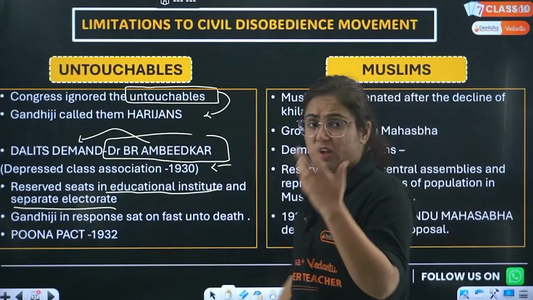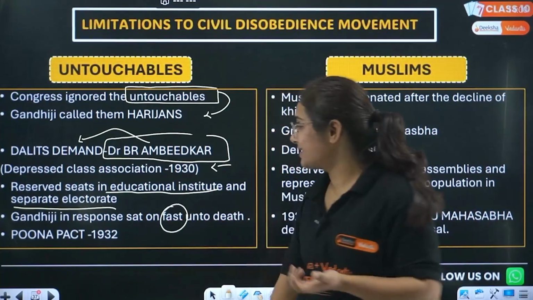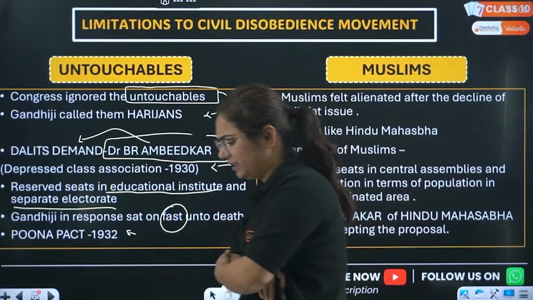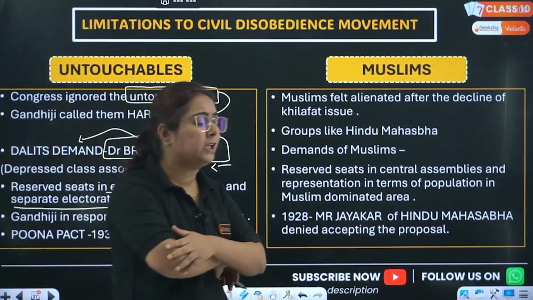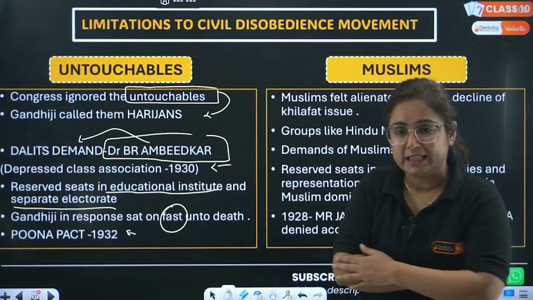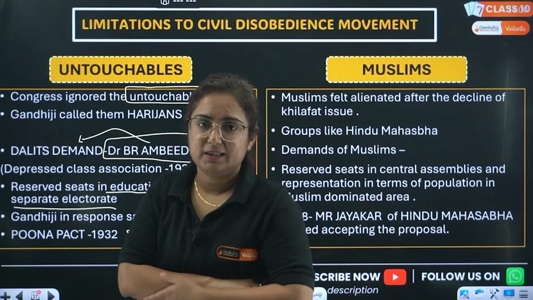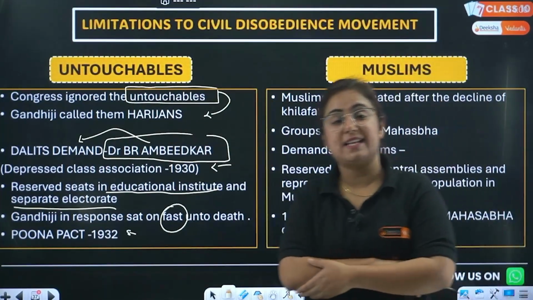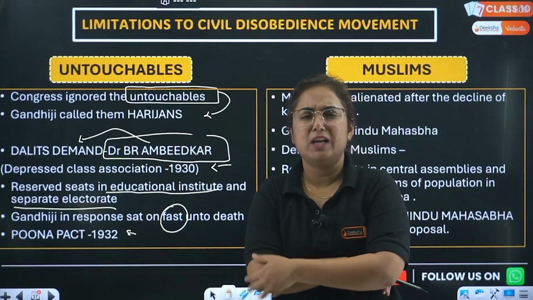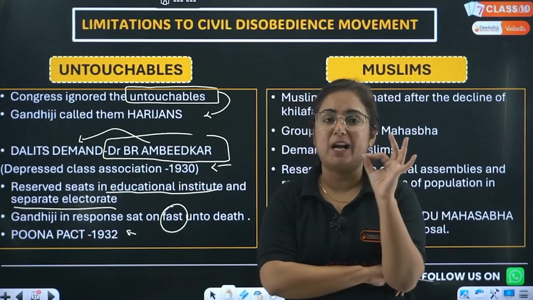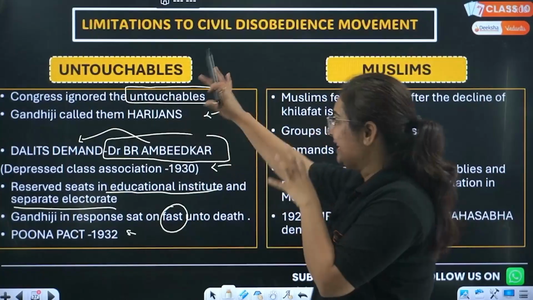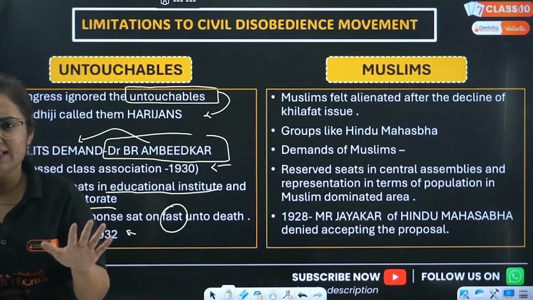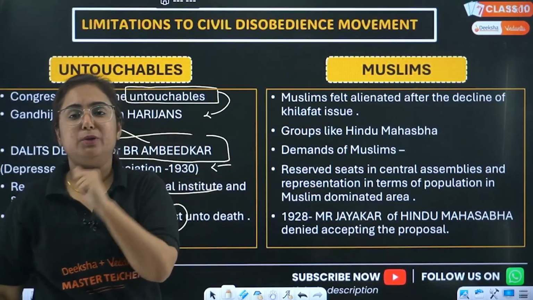So what happened? In response to that, Gandhiji went on a fast unto death, after which the Pune Pact was signed. Madan Mohan Malviya entered into the pact between Gandhiji and Dr. B.R. Ambedkar. So the Pune Pact was signed, and in this pact it was accepted that reserved seats will be provided to them in the legislative councils as well as the education institutions. This is the famous Pune Pact of 1932. And that was the reason that untouchables were not part of the civil disobedience movement. Getting points?